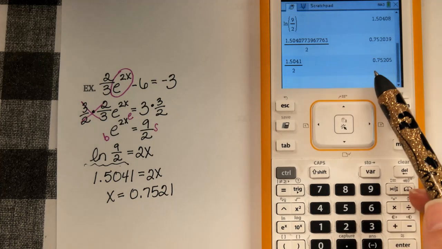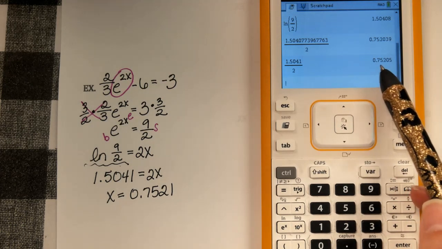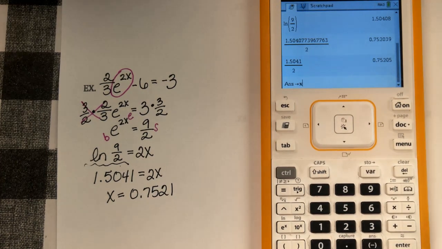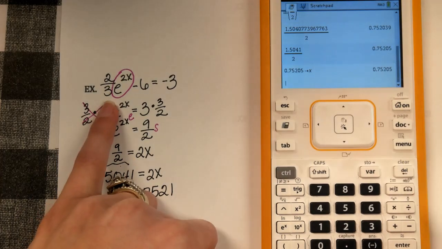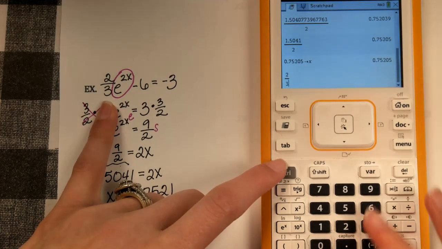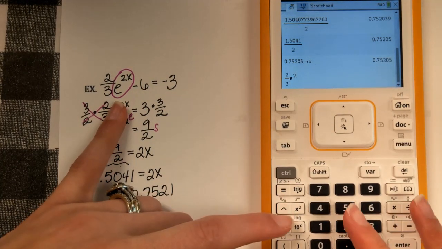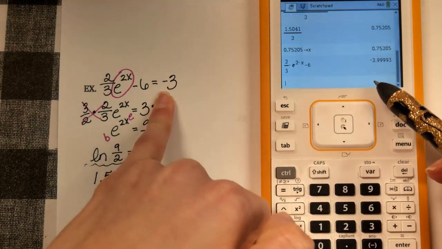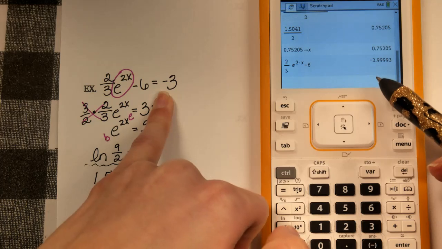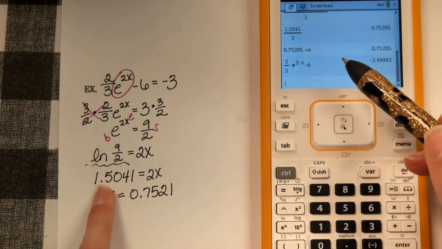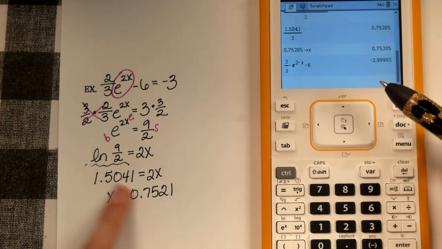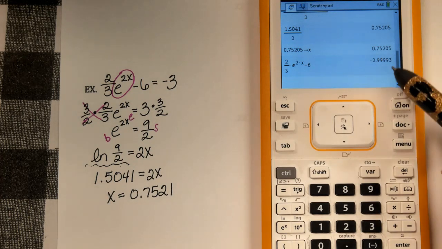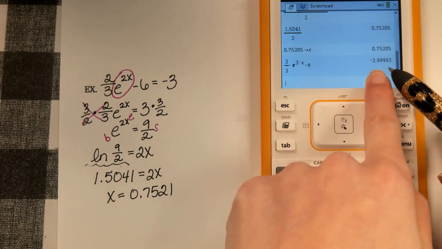If you use the rounded answer within your problem and you store that for x, then when you type your original, that 2/3 e to the 2x minus 6, it will not give you the full -3 as a whole. That's okay, because what did you do? You rounded it within your problem. So you're basically double rounding. It's going to be a smidge off, but that's fine. As long as it's super close, you can see that that's pretty much a -3.